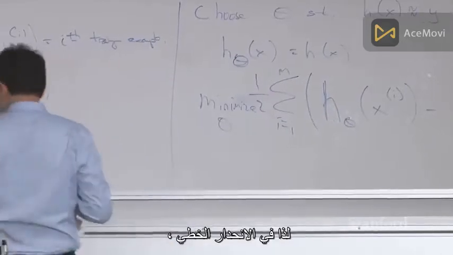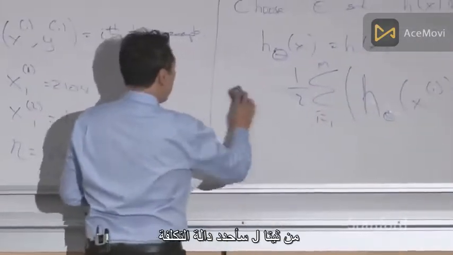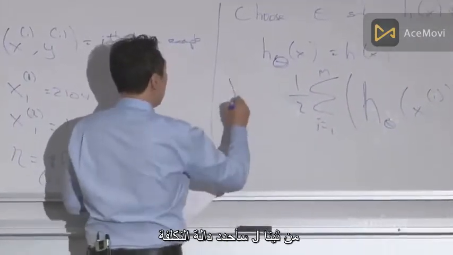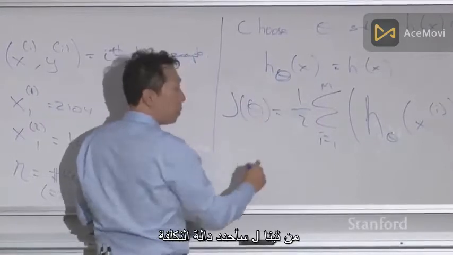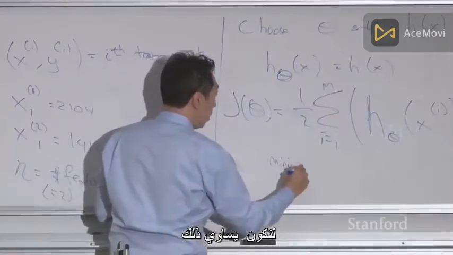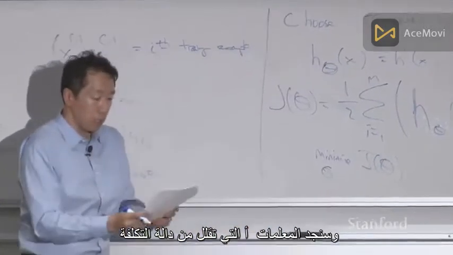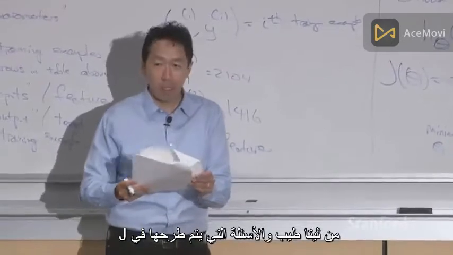Okay? And so, in linear regression, I'm going to define the cost function J of theta to be equal to that, and we'll find parameters theta that minimize the cost function J of theta.